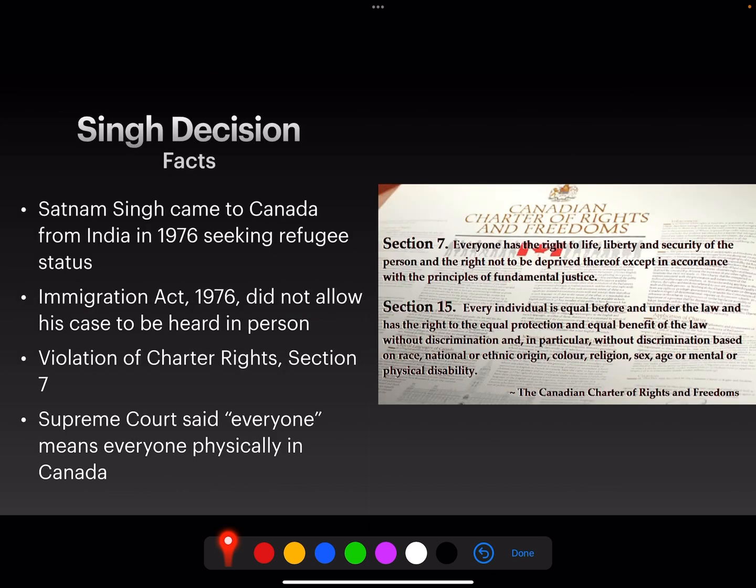Well, one thing as we're going through this and thinking about individual and collective rights is a thing called the Singh decision that came up. Now, here are the facts of the Singh decision. It was a case, a trial that happened based on this guy, Satnam Singh. He came to Canada from India seeking refugee status in 1976. The Immigration Act, though, in 1976 did not allow his case to be heard in person. He had to do it just by paperwork and that kind of a thing.